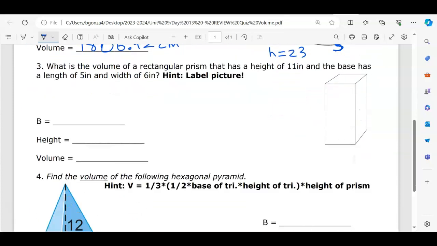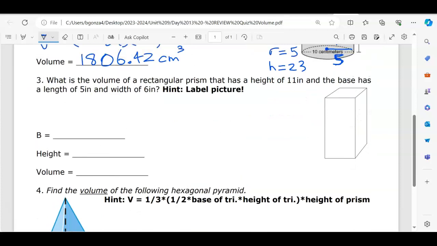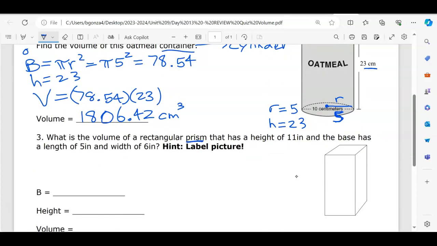Alrighty. Now, down here, what is the volume of a rectangular prism? So remember, a prism is V equals BH. It says that the rectangular prism has a height of 11. So the height is 11. And then the base has a length and a width of 5 and 6. Doesn't matter where you put it, honestly. So that means in the back, it's a rectangle. All right, so okay, let's find big B.